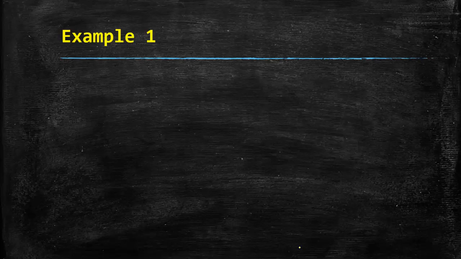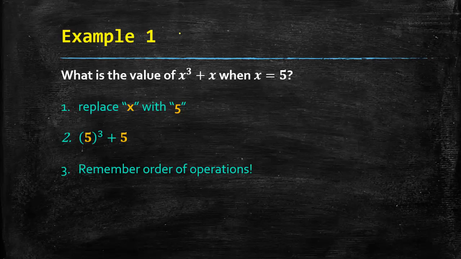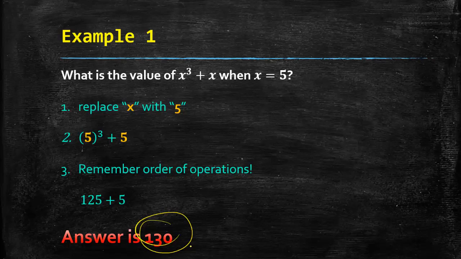Now, whenever I say example in these videos, that means that there's going to be a problem like this on quizzes and tests. So you definitely want to make sure that you understand these. So, what is the value of x to the third plus x when x equals 5? Again, replace x with 5. That's step 1, which is going to give you 5 to the third power plus 5. Now you do 5 to the third power using your order of operations again, and you'll get 125 plus 5, which is 130. So the answer is 130.